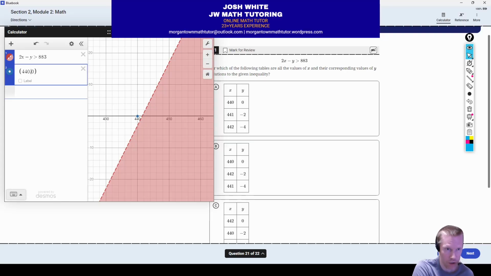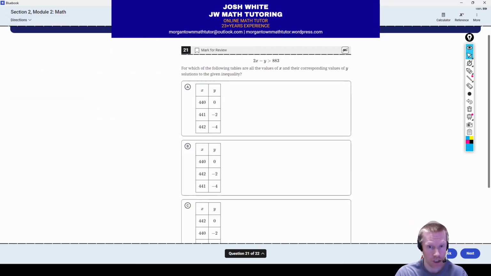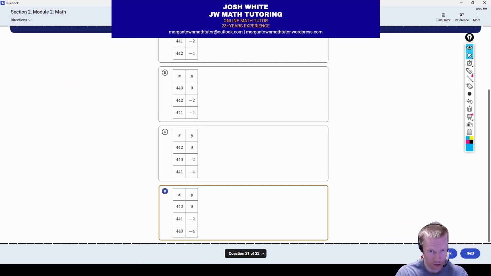Okay, I'm checking 440, comma, -2. Again, here notice it does not work. It is not in the shaded area, so it is not a solution. So that eliminates answer choice C. Therefore, by process of elimination, it has to be letter D.